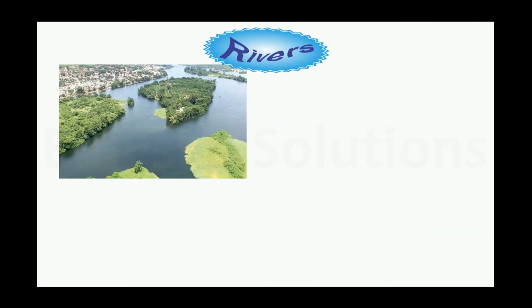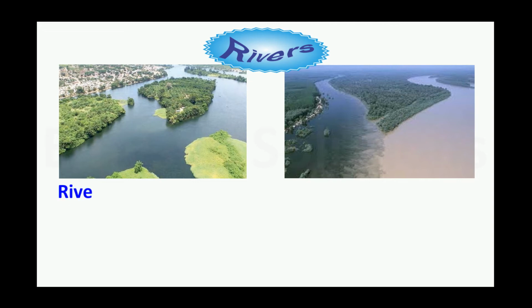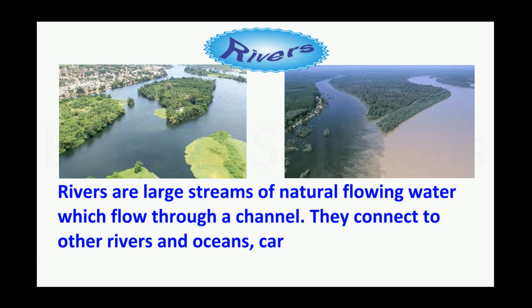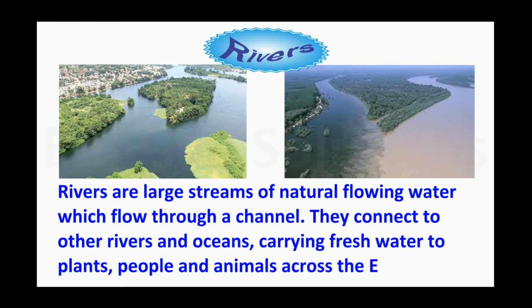Also look at rivers. Rivers are large streams of natural flowing water which flow through a channel. They connect to other rivers and oceans, carrying fresh water to plants, people, and animals across the earth.